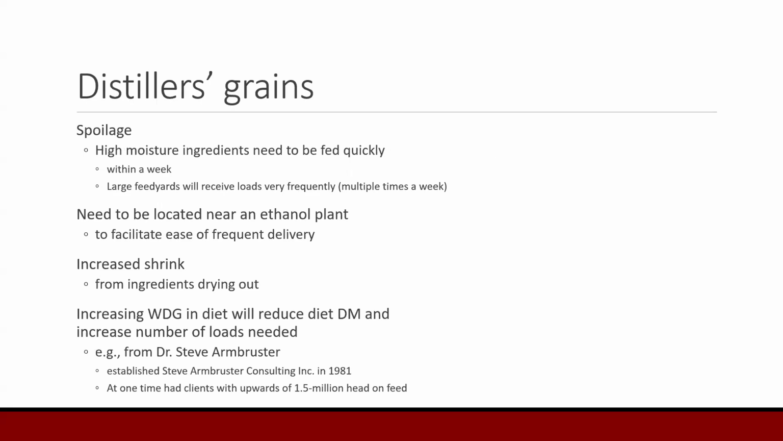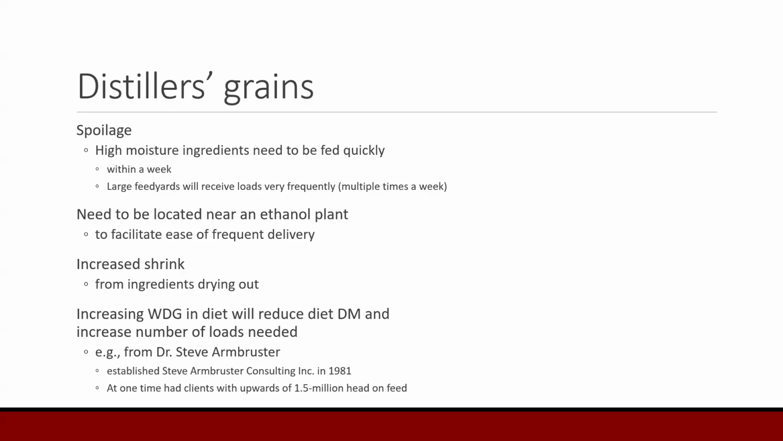Cool. All right. Spoilage. High moisture ingredients need to be fed quickly. Large feed yards will receive loads of these ingredients very frequently, multiple times a week. Oftentimes, I know they did at Wrangler, they'll store it in silage bags so that if some weather event or something happens at the plant, they have a little bit of buffer to hedge their bets against acts of God where they couldn't get a load in, right? You need to be located near an ethanol plant.